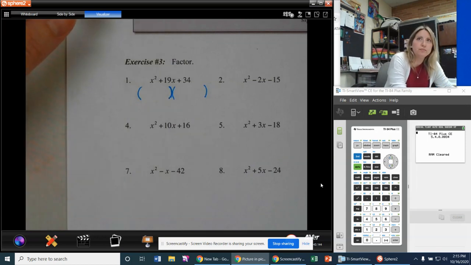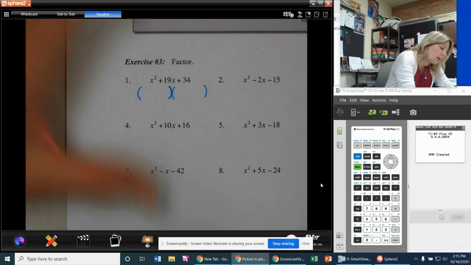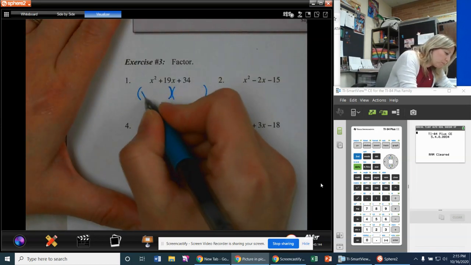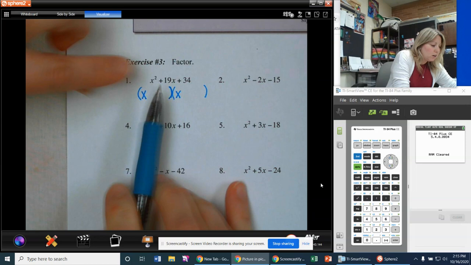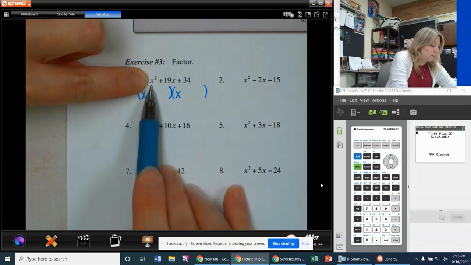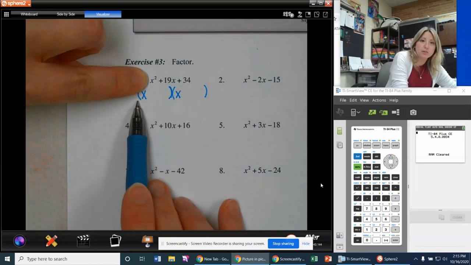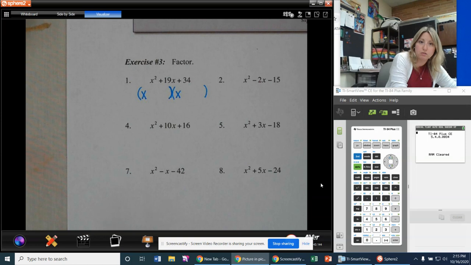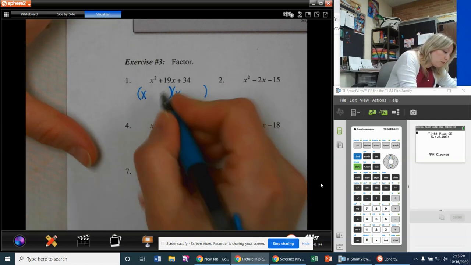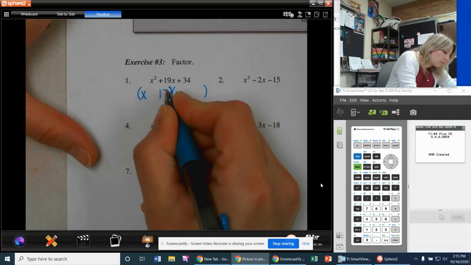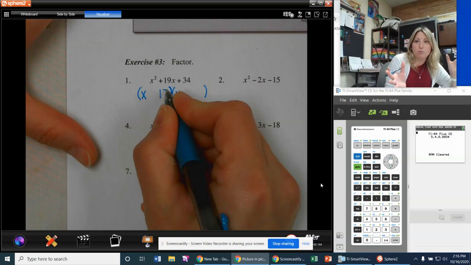Well, it's not 1 and 34 because that adds up to 35. So let's try 2 and 17. 2 plus 17 is 19. So what you do is you put your variable in the front. Basically, you take the square root of x squared. It's x. So your variable singular goes in the front of each of these. And now what you do is you put those two factors that you just named, the 17 and the 2, in the backs of your two binomials.